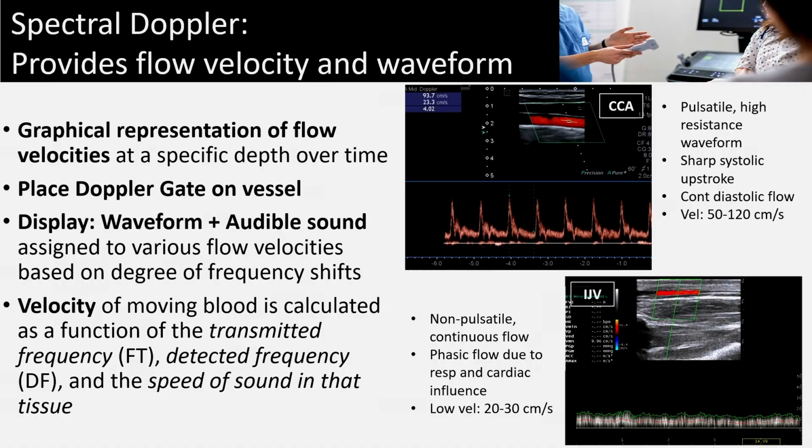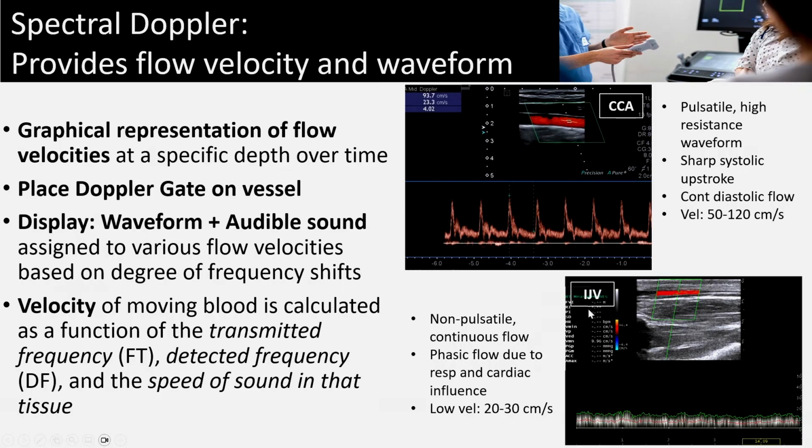The other part of Doppler is called spectral Doppler. This is not just a visual but a graphical, quantitative representation of the flow velocities. In the common carotid artery, we know the flow is going towards the heart. We turn on the Doppler gate to look at spectral Doppler, and we see this waveform. Notice that it is a high-resistance pulsatile waveform with a sharp systolic upstroke, continuous diastolic flow, and velocity in the range of 50 to 120 centimeters per second. This is the typical waveform of the common carotid artery.